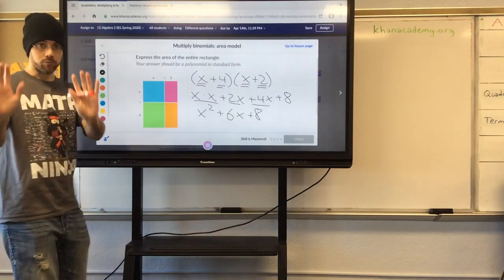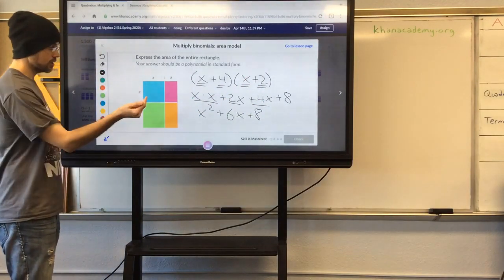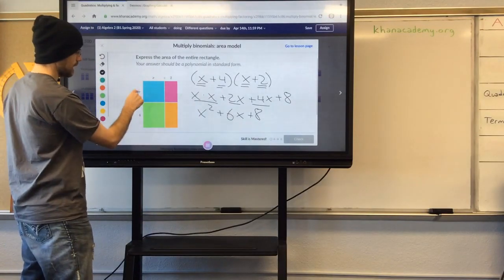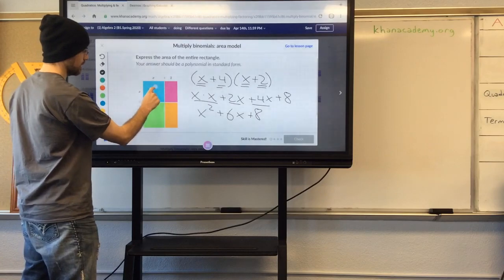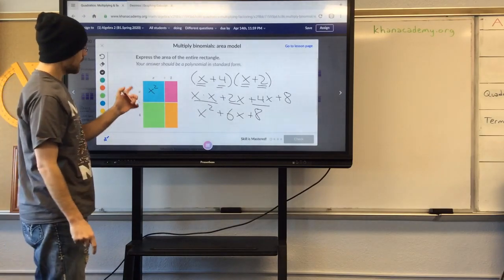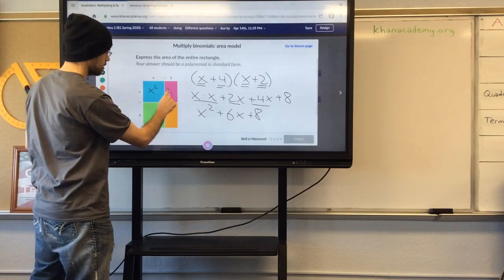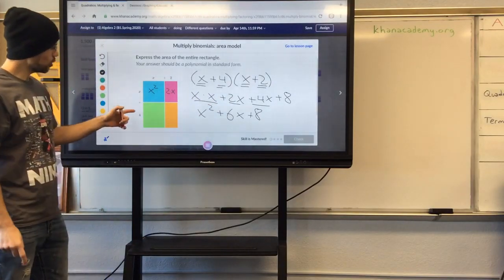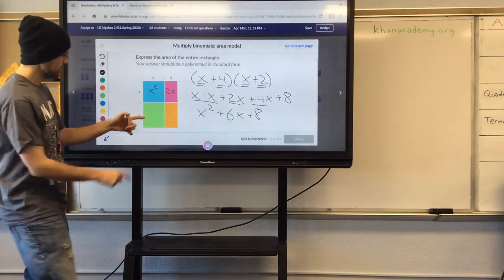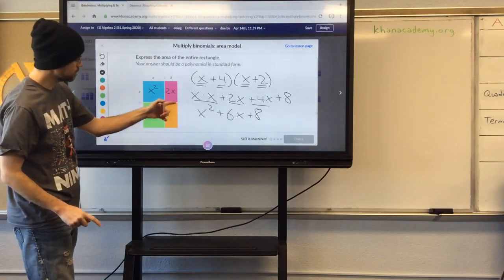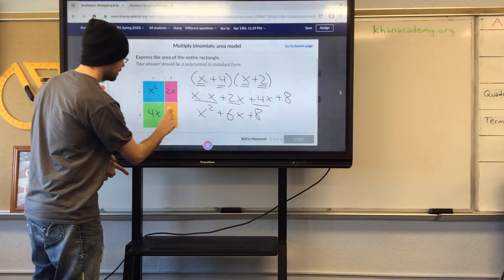So now, before we enter that answer, look at what it means visually. x squared is right here. x times x is x squared. x times 2 is 2x. That's here. 2 times x. 4 times x is the green, and 4 times 2 is 8.